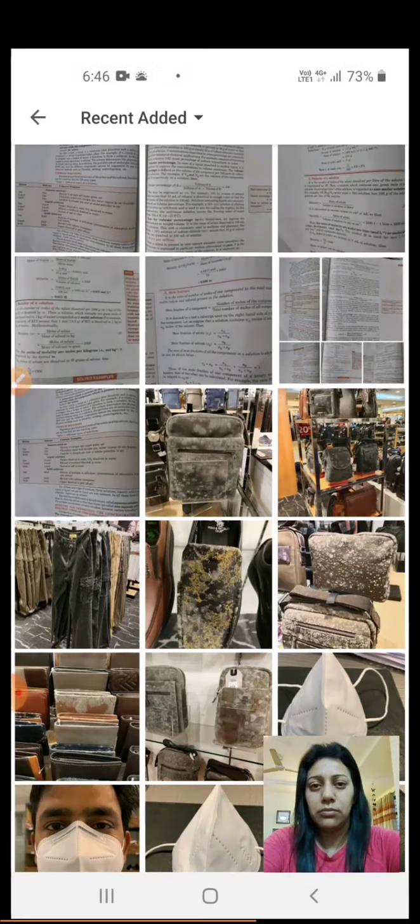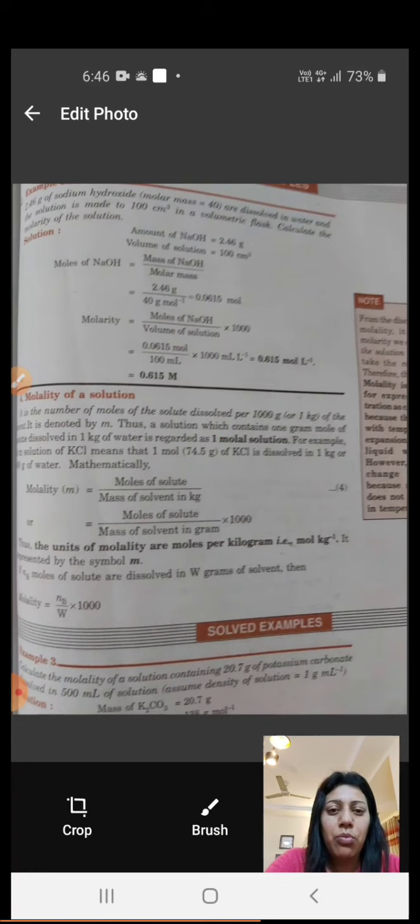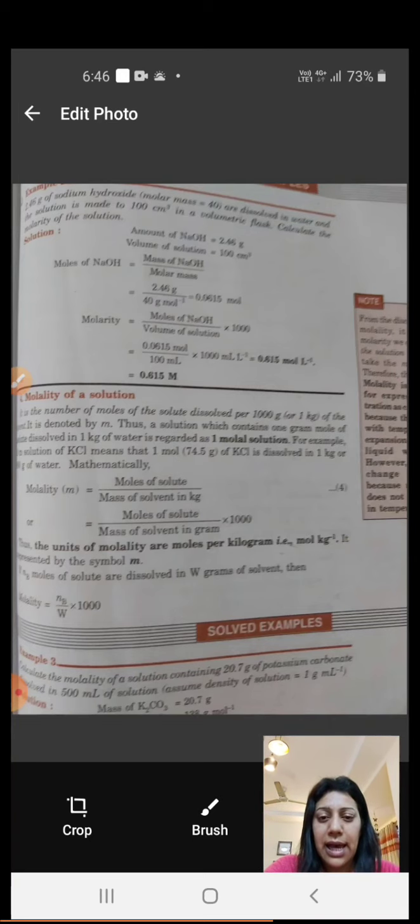And next one is molality. It is the number of moles of the solute dissolved per 1000 grams of the solvent. It is denoted by small m. Molality is equal to number of moles of solute upon mass of solvent in kg, and if in grams then multiplied by 1000. It can be expressed as Nb upon W multiplied by 1000.